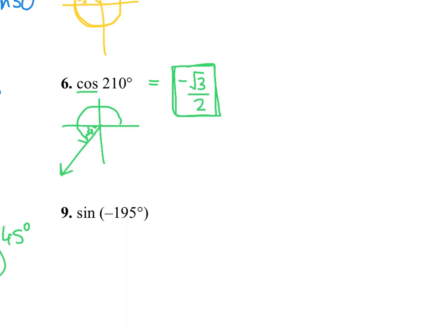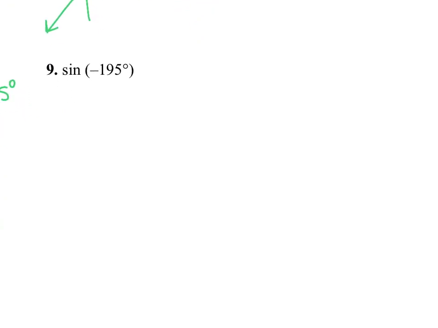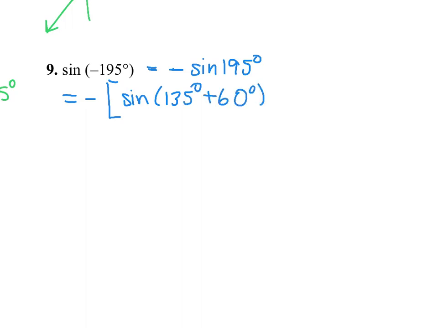And lastly, number 9, we actually haven't used any of that sum difference identity yet. So number 9, let's go ahead and do this one out. Again, sine is an odd function, so I'm going to pull out that negative, and I get negative sine of 195 degrees. I'm going to save that negative for the end, and I'm going to rewrite sine of 195 degrees to be sine of 135 degrees plus 60 degrees.